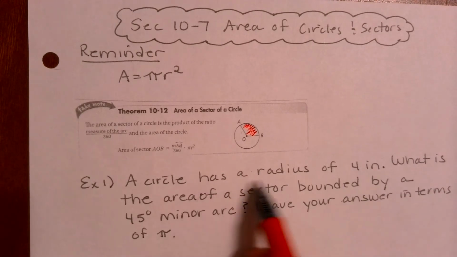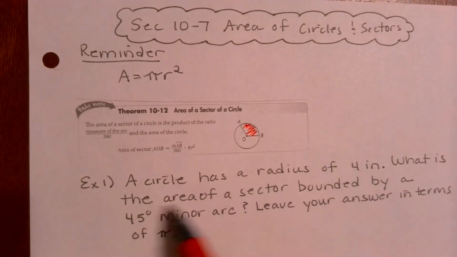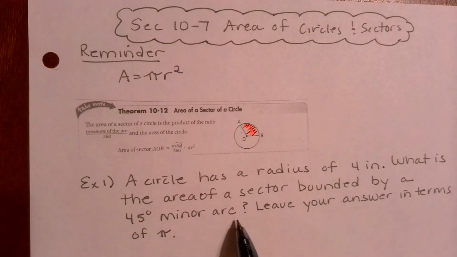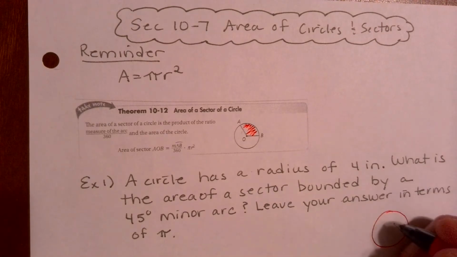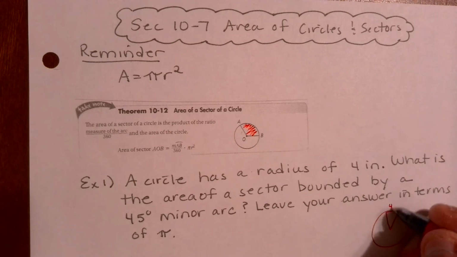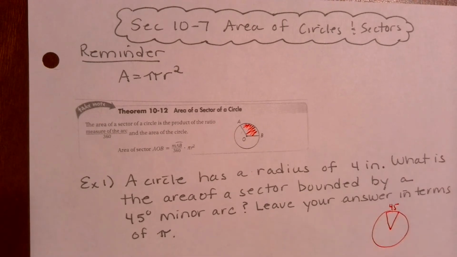So a circle has a radius of 4 inches. What is the area of the sector bounded by a 45-degree minor arc? Okay, so you have a circle, you have a 45-degree arc, and you want to figure out the area bound by that arc. So this right here. Again, we have to find out how much of the circle that is, what percent.